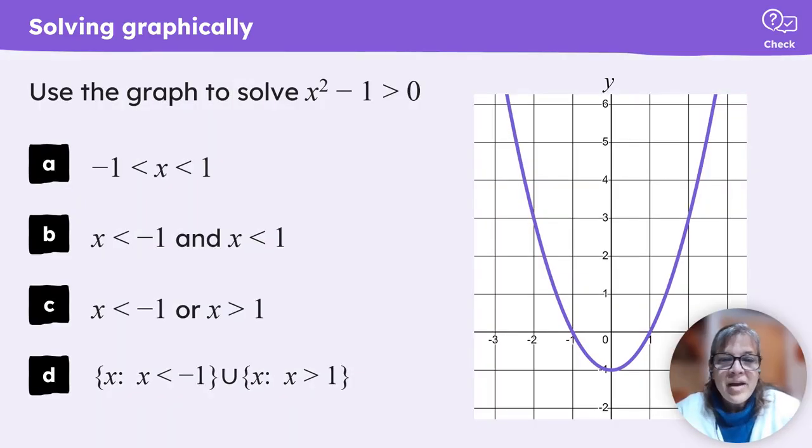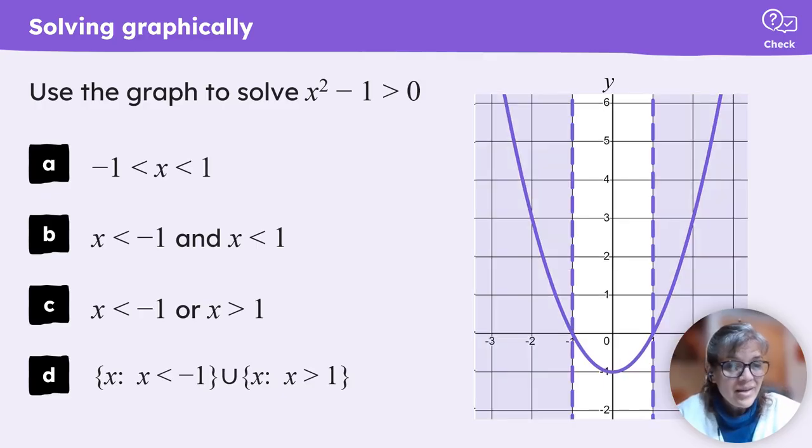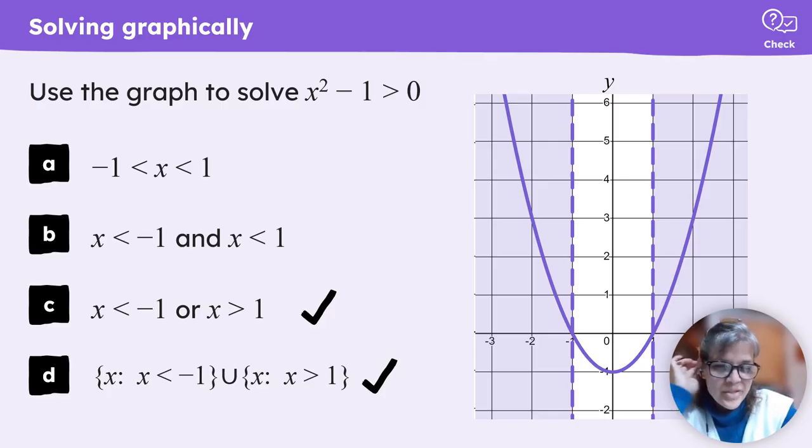Here's another graph. X squared minus 1 is greater than 0 is the inequality we're trying to solve. Okay, where is this greater than 0? Pause the video and have a go. Hopefully you'd see that it's this region where that curved line is greater than 0. You could have picked C or D if you know set notation. They're the same answer.